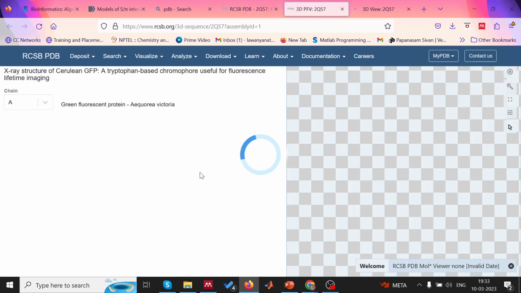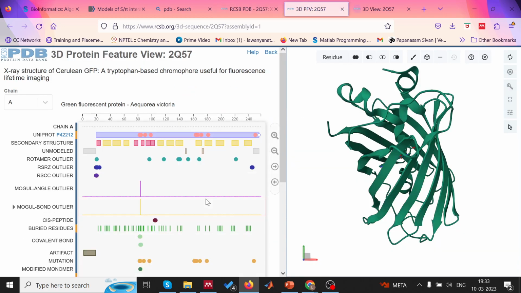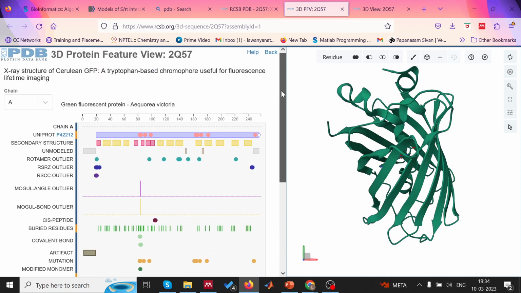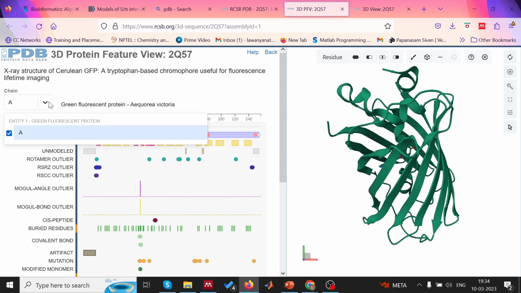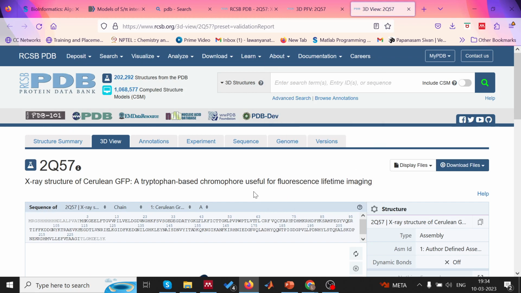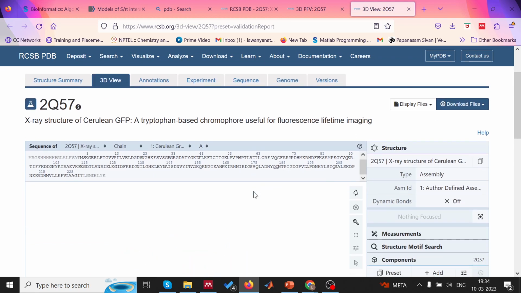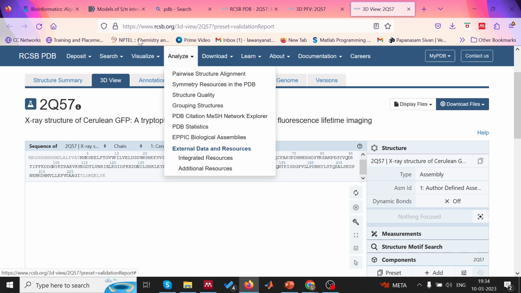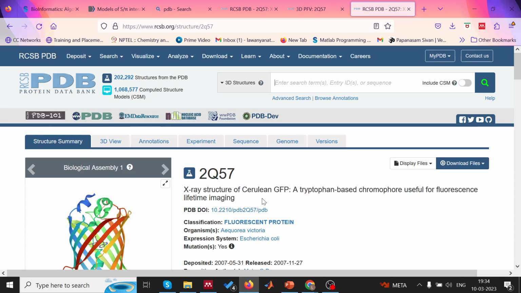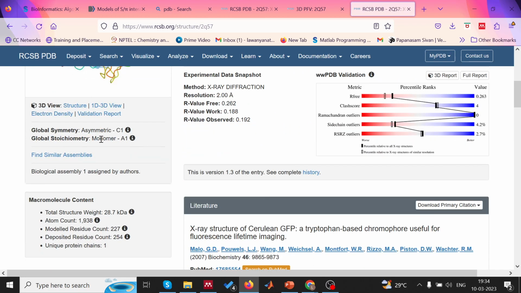Okay, so when you get to this, it gives you all the information: Pfam, CATH, SCOP, chain-wise. And here you see only one chain. This is again the 3D motif. There's somewhere where I used to get. So it says it's a monomer.